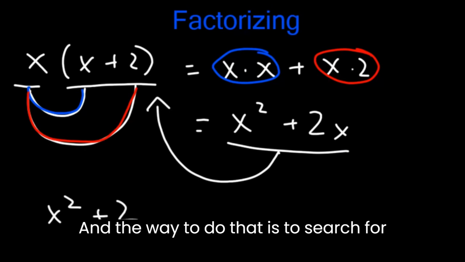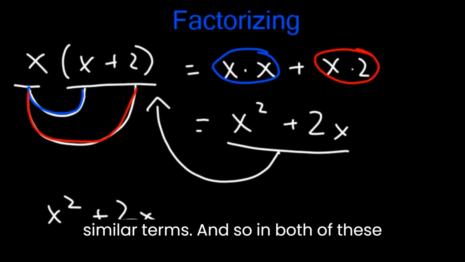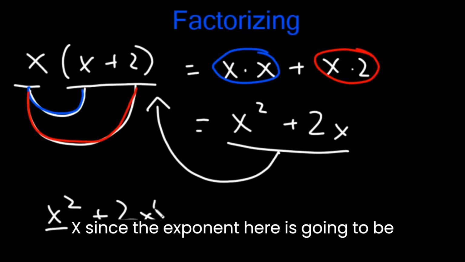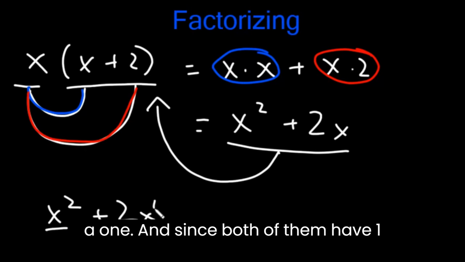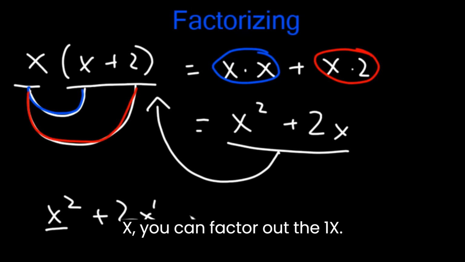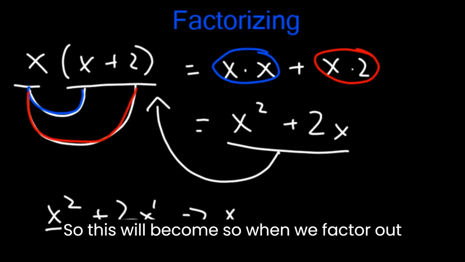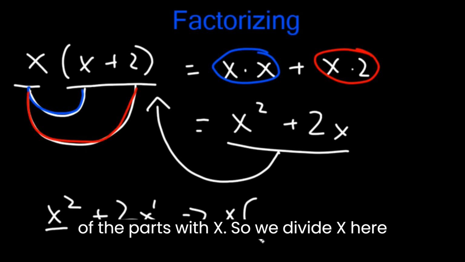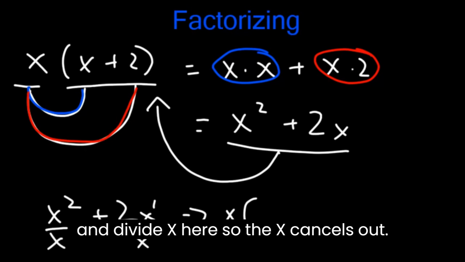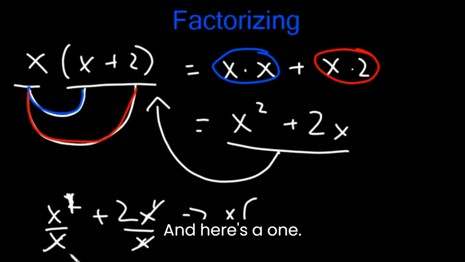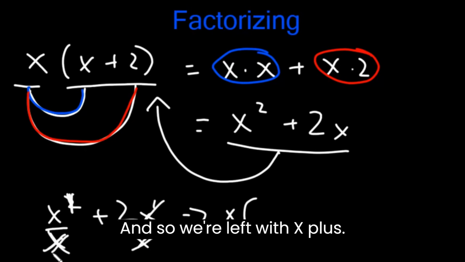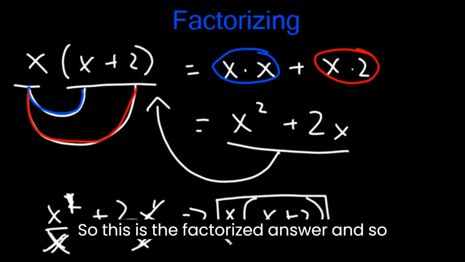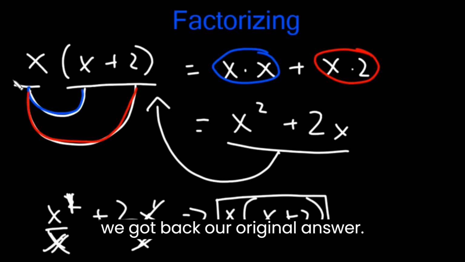And the way to do that is to search for similar terms. In both of these terms, there's an x, and there's only one x, since the exponent here is going to be a 1. And since both of them have one x, you can factor out the 1x. So when we factor out the x, we're going to divide all of the parts by x. So we divide x here and divide x here. So the x cancels out, and here's a 1. And so we're left with x plus 2. So this is the factorized answer. And so we got back our original answer.